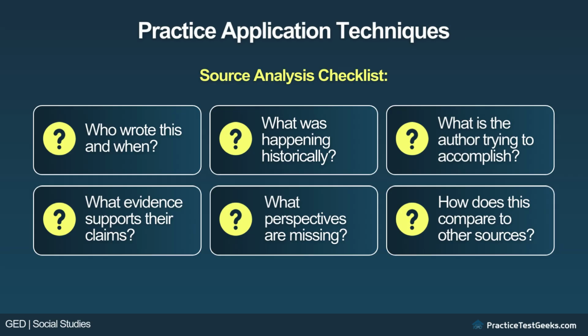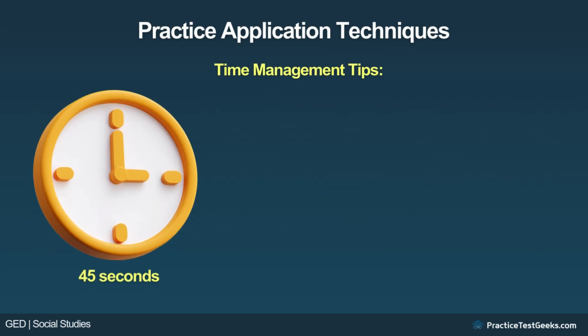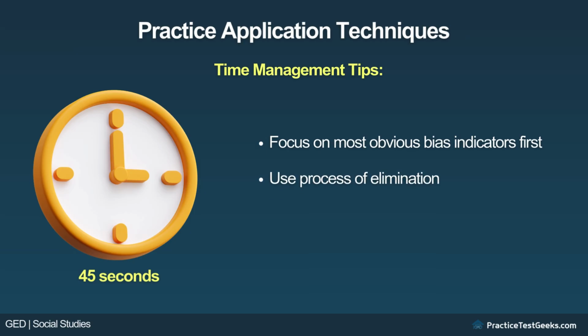For time management during the test, spend about 45 seconds analyzing sources before answering questions. Focus on the most obvious bias indicators first: extreme language, missing information, or clear purpose to persuade. Use process of elimination to remove obviously wrong answers. Don't overthink your analysis. If you followed the systematic approach, trust your evaluation and move forward confidently.